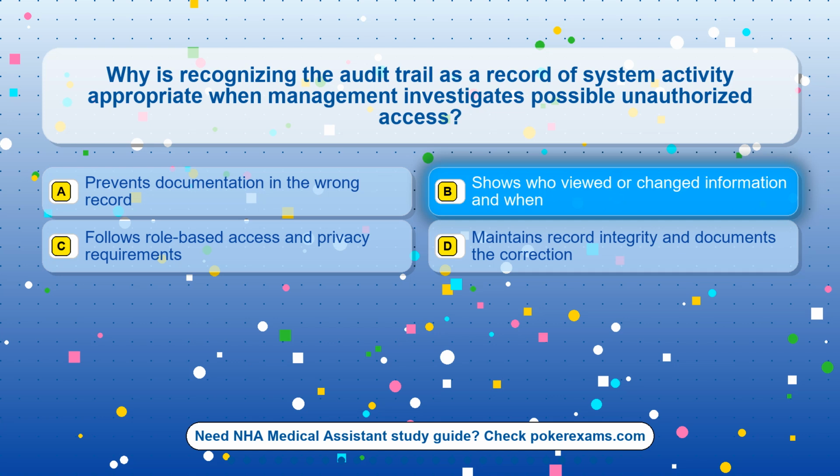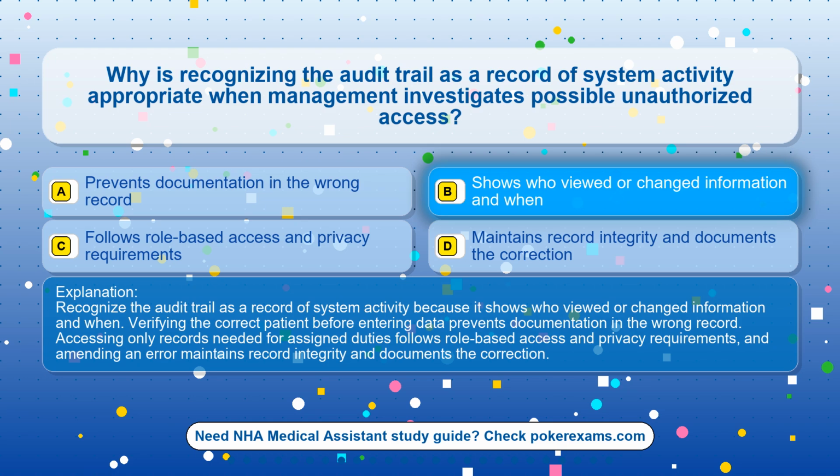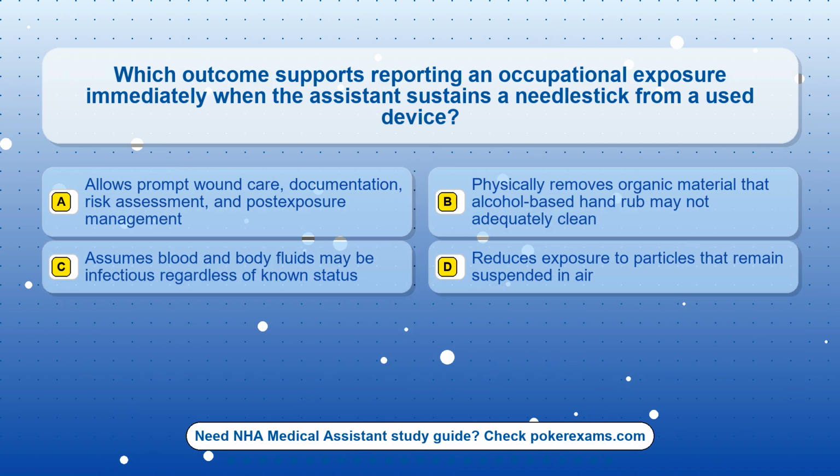The correct answer is option B. Shows who viewed or changed information and when. Recognize the audit trail as a record of system activity because it shows who viewed or changed information and when. Verifying the correct patient before entering data prevents documentation in the wrong record. Accessing only records needed for assigned duties follows role-based access and privacy requirements, and amending an error maintains record integrity and documents the correction.